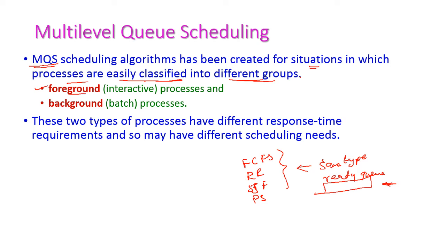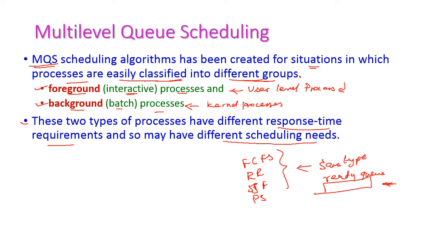The first one is the foreground processes, and these are created at the user level. Hence they are interactive processes, because the user can interact with the processes very often, right? And the second one is background processes, which are otherwise called kernel processes. Hence it is a batch process, right? These two types of processes have different response time requirements, so they may have different scheduling needs.